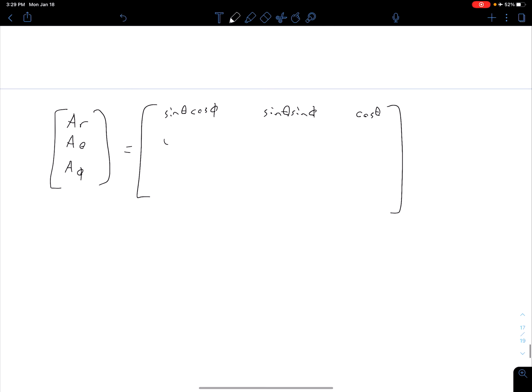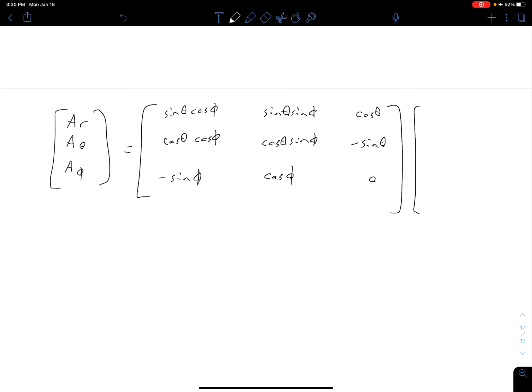For our second row, we have cosine theta cosine phi, cosine theta sine phi, minus sine theta. For the third row, we have minus sine phi, cosine phi, and 0. So again, that 3 by 3 matrix is just the equation we had from a previous video. And now I'm going to put my components in Cartesian.